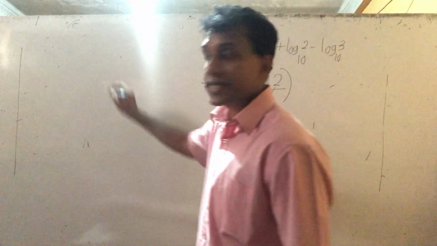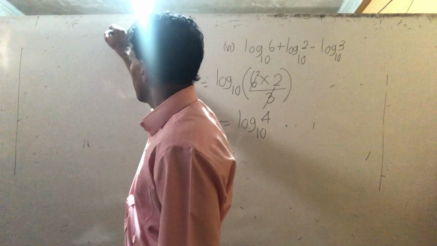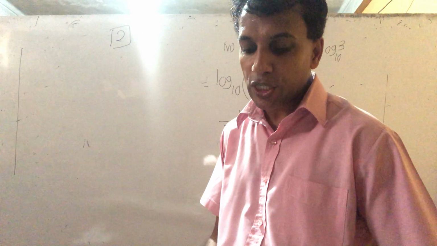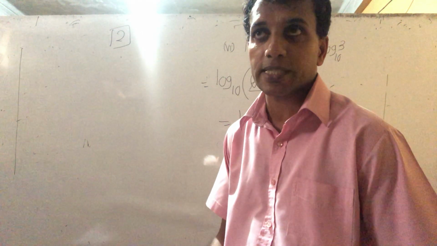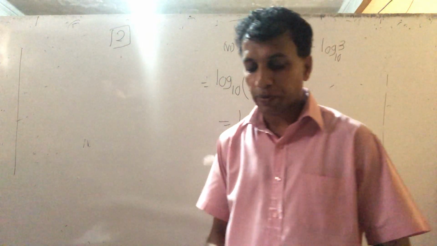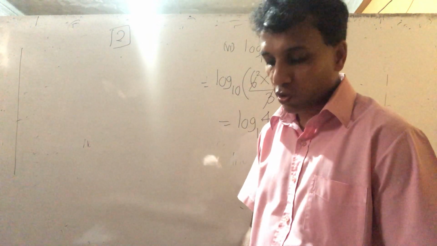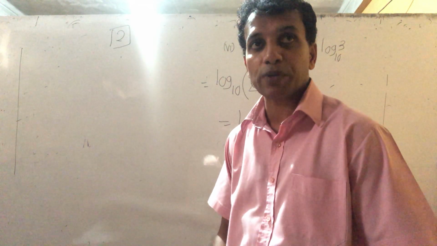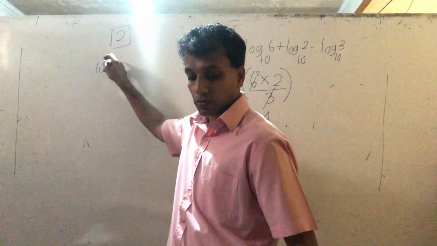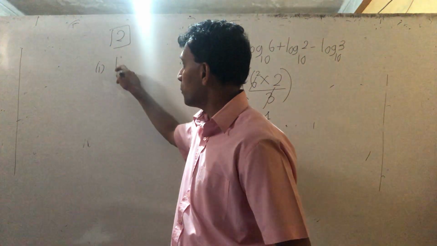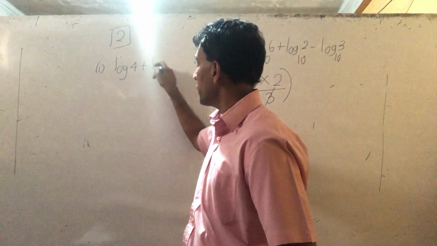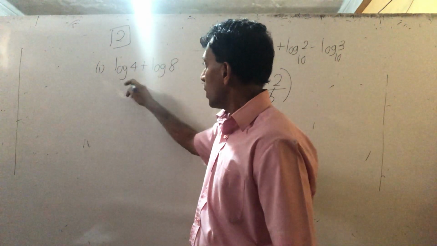Okay, we'll go to the next type, the second type of question. Second type of problem. Find the value of each of the following expressions. Right, first part. Logarithm 4 plus logarithm 8. Here the base is 2.